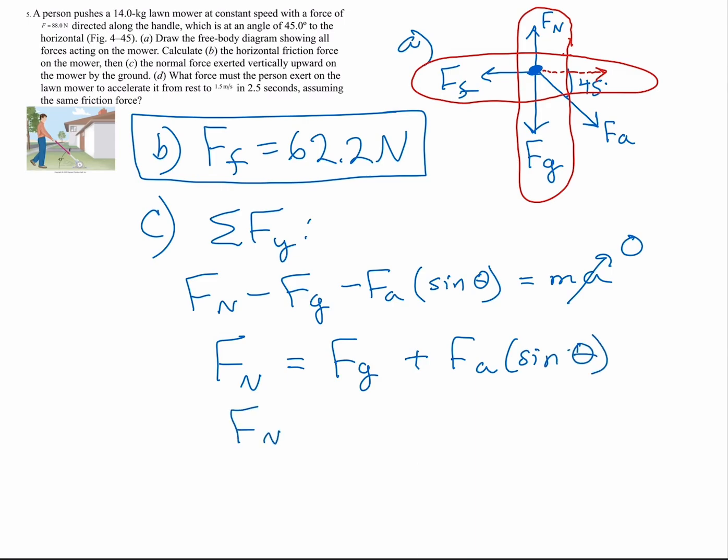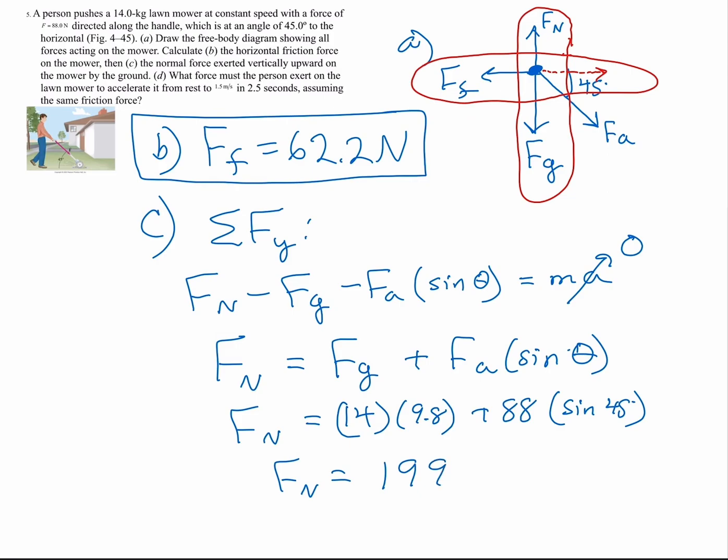And further, in order to find the force of gravity, it's just mass times 9.8. We already know the applied force is 88, and we know the angle is 45 degrees. And if you do all of this math in a calculator in degrees mode, you should get something around 199 newtons. And I want to make a point, that's more than the object's weight. By pushing down on the lawnmower, you actually make the ground push back on the lawnmower more than its weight.